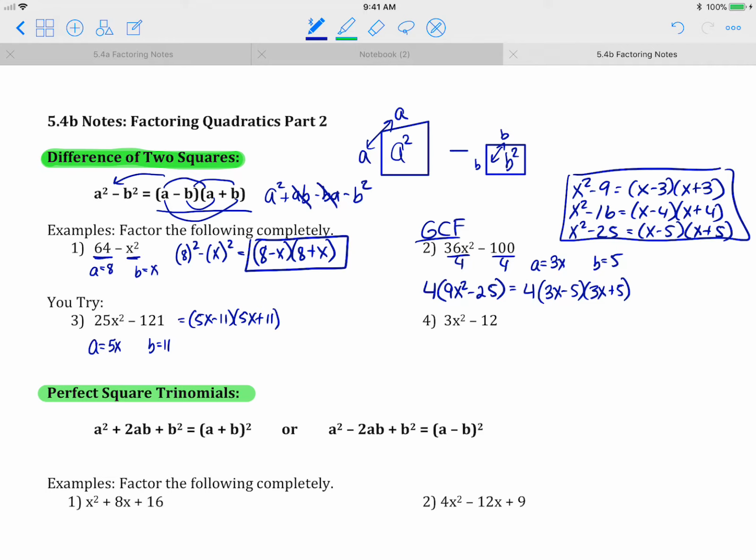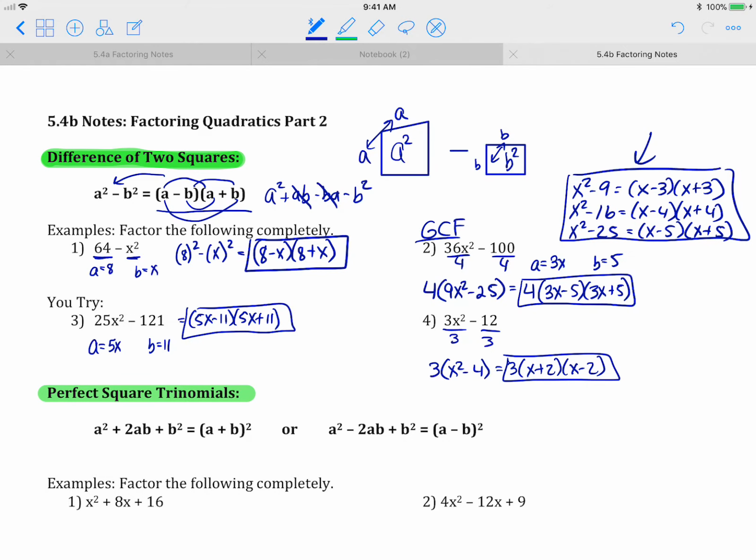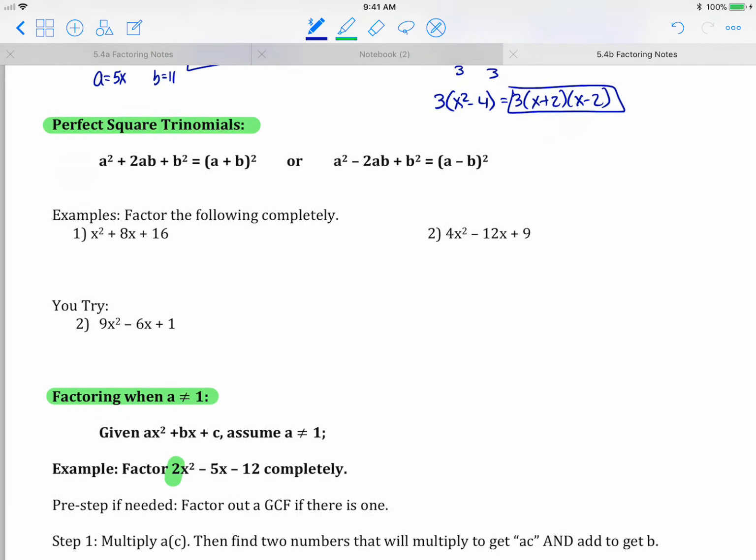All right, looking at the next one, is there a GCF? Yep, they're both divisible by 3. So factoring out a 3, I'd be left with x squared minus 4, and this one's pretty easy. It's kind of like one of these right here. I'm just going to split it up into x plus 2, x minus 2. And see, I put the plus first that time because it doesn't matter. So let me go ahead and circle all of our wonderful answers that we got. And let's move on to perfect square trinomials.